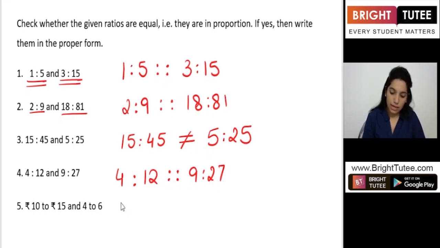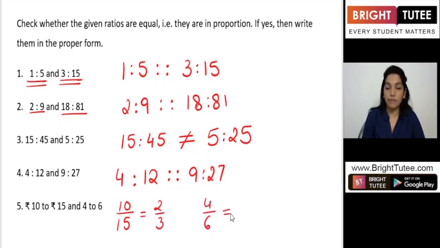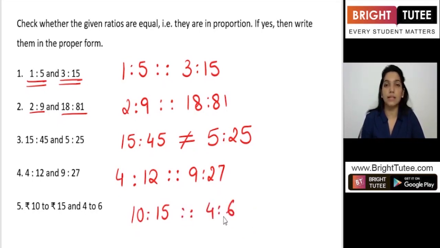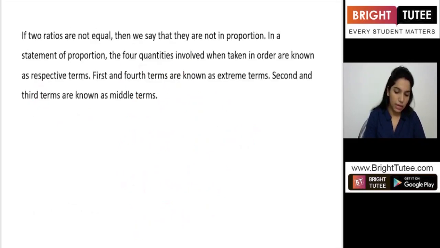The next one, it is 10 to 15. If we simplify, we get 2 over 3, and the other one is 4 to 6, right? If we simplify, we get 2 over 3. Clearly, both the numbers we have got are the same. So we can write this as 10 is to 15 as 4 is to 6. Clear? Simple, I hope. Now, let us try this.